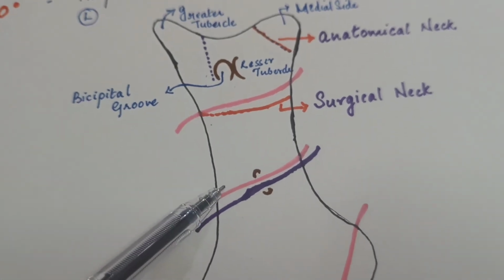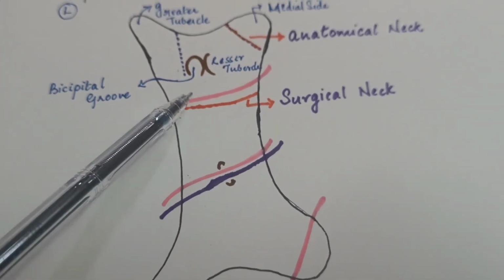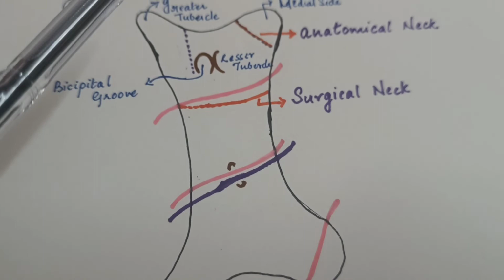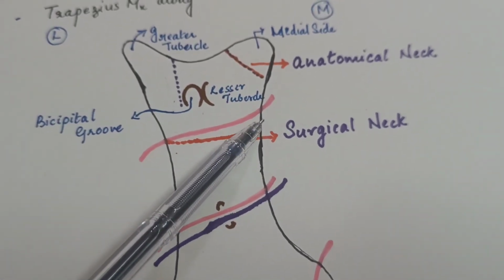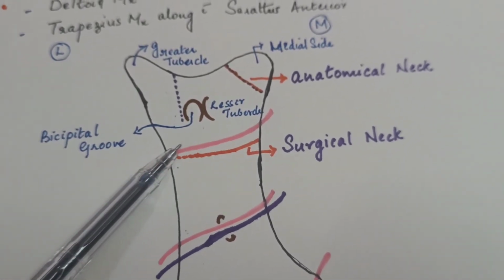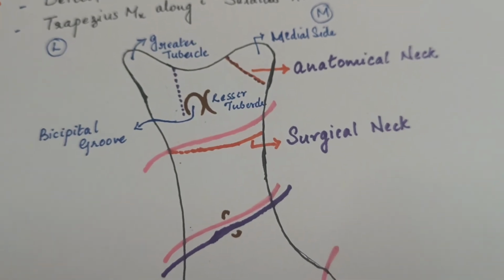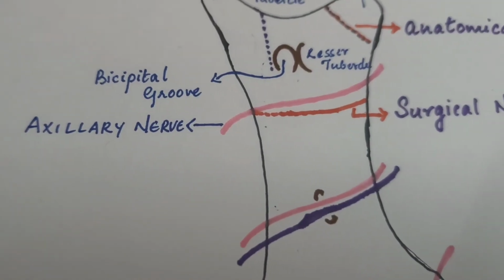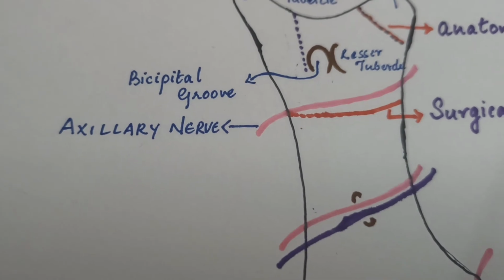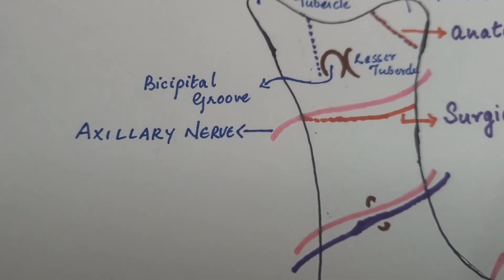What are these pink color lines? Pink color lines are the nerves. Which nerve? Through the surgical neck, this nerve is the axillary nerve. So through the surgical neck, the nerve passing is the axillary nerve.